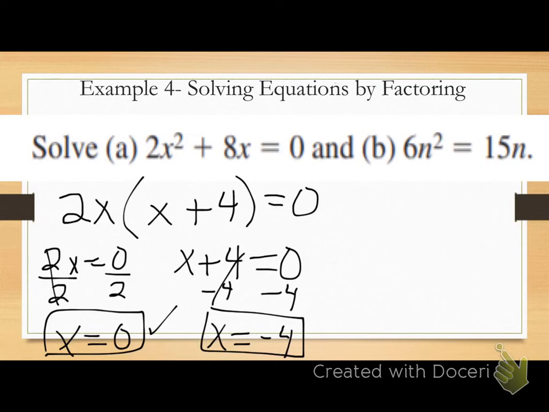Okay, plug in -4. What's -4 squared? 16. What's 16 times 2? 32. What's 8 times -4? -32. What's 32 plus -32? 0. Does 0 equal 0? They both check out. Questions on letter A? You good with that? Can I erase and move to letter B?